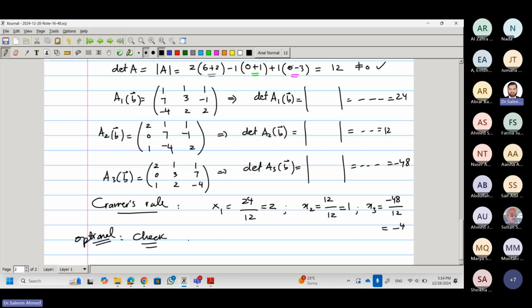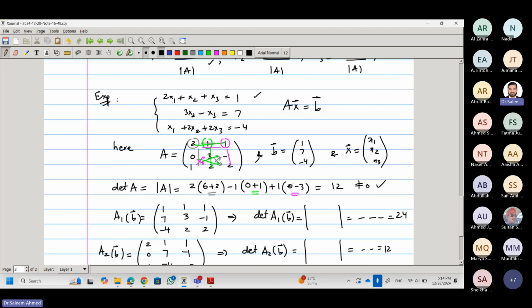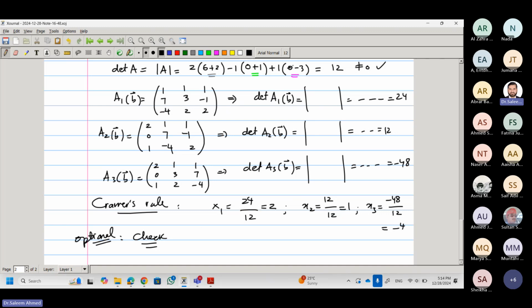Check your answers, like if you replace 2, 1, minus 4 in your equations, it should give you 1. So 2, 1, minus 4, right? So 2 into 2 is 4, minus 1 plus 1 is 5, and 5 minus x3 is minus 4. So 5 minus 4 is 1. So first one is true. Then x2 is 1. So 3 minus 4. 3 plus 4 is 7. And x1, 2 plus 2, 4. 4 minus 8. 4 minus 8 is minus 4. So see, all three equations are satisfied. So it means it is good.